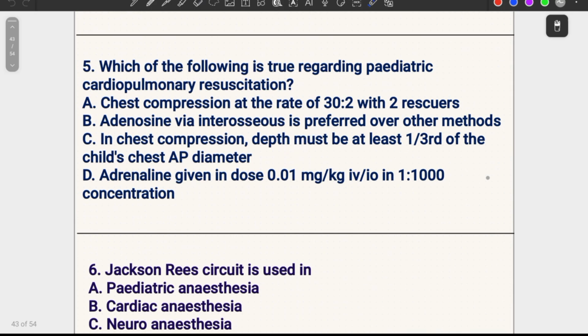If you have not known any of the options, but you know only this option is correct, then it will be easy, right?